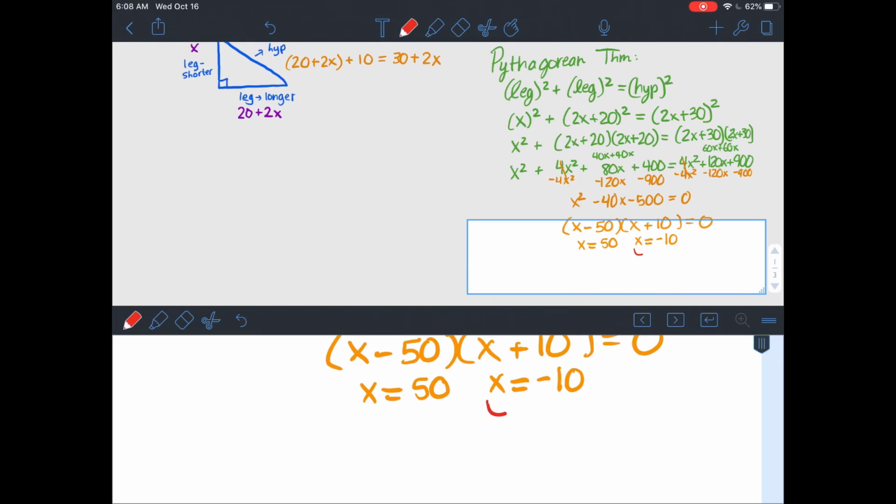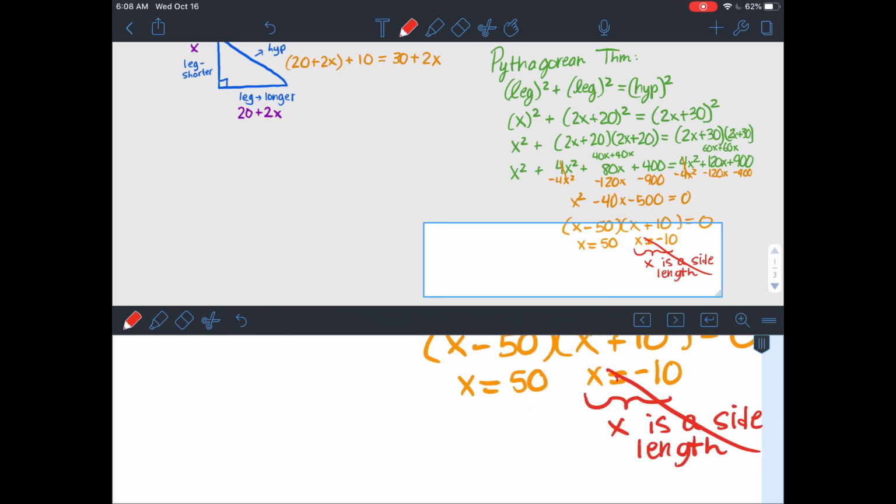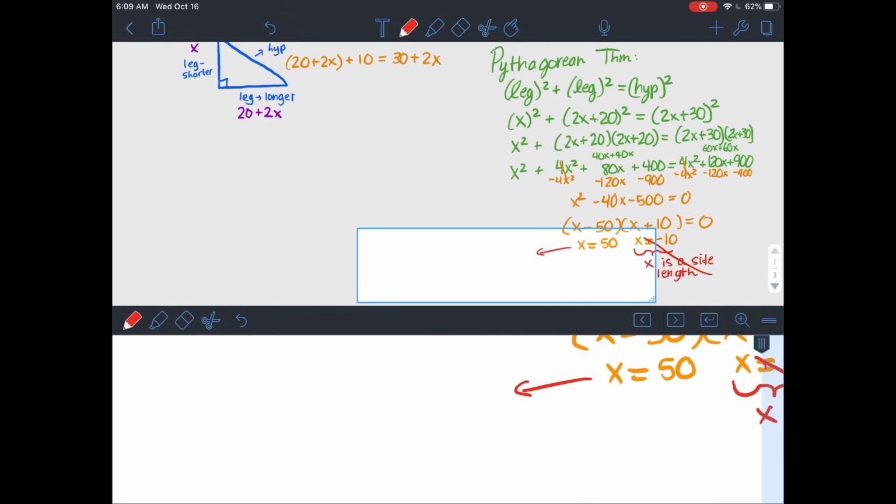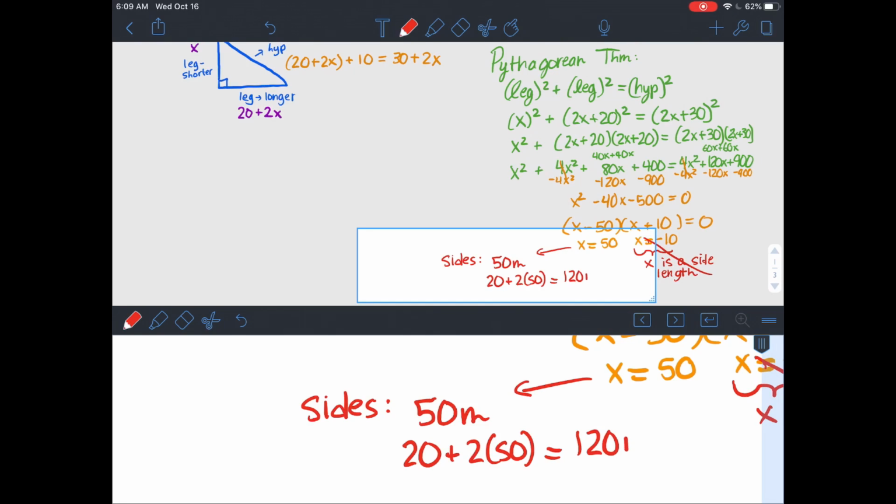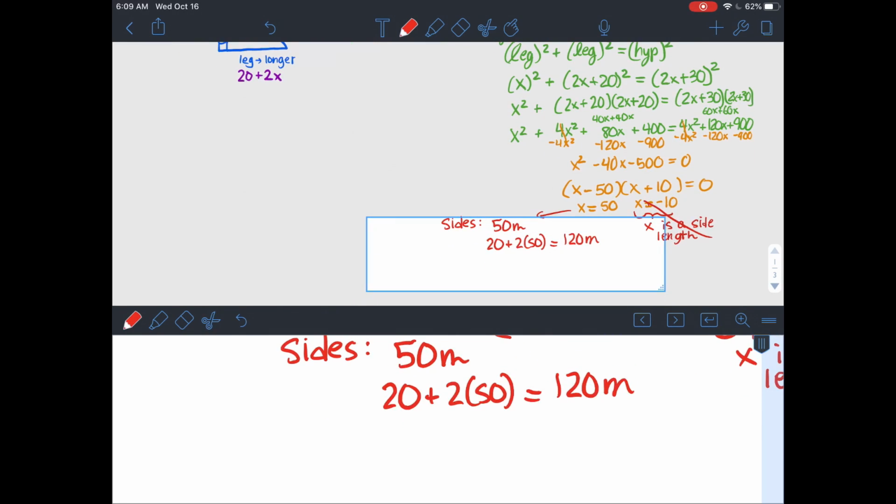So if you think about what x represents in our situation, x stands for the length of our shorter leg. So it can't be negative 10 because x is a side length. The only one that makes sense is x equals 50. So if you're supposed to answer the question, which asks for all the side lengths, don't forget to plug it back in. Besides 50 meters for your shorter leg, you're going to end up with 2 times 50 plus 20, which gives you 120 meters for your longer leg, and then your hypotenuse is going to end up being 130 meters.